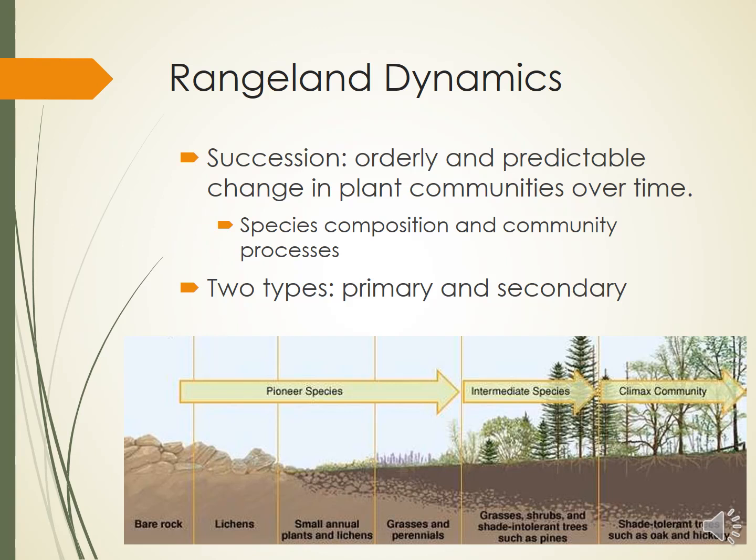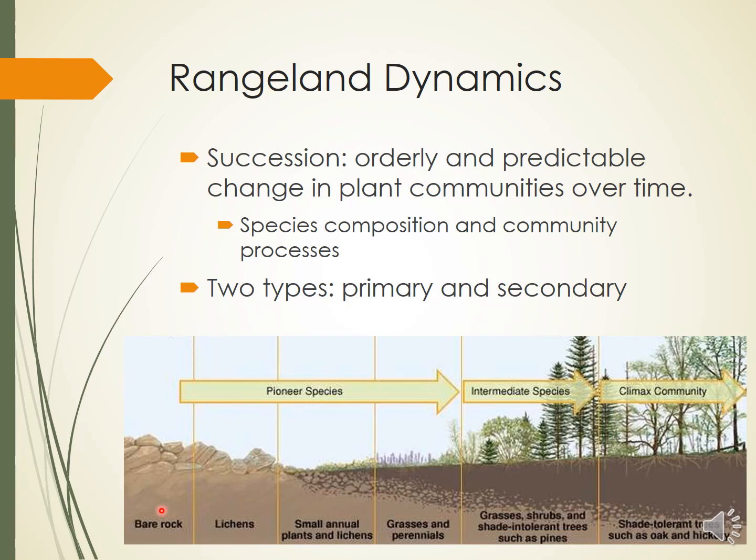So what is succession? Succession is defined as the orderly and predictable change in plant communities over time. And by change, we mean both plant species composition and changes in the community processes that are associated with those species. If you take a look down here at this diagram, you can see an illustrated example of what we're talking about. This is an example ecosystem. It could be anywhere in the eastern United States, really, where you can find oak and hickory hardwood forests.